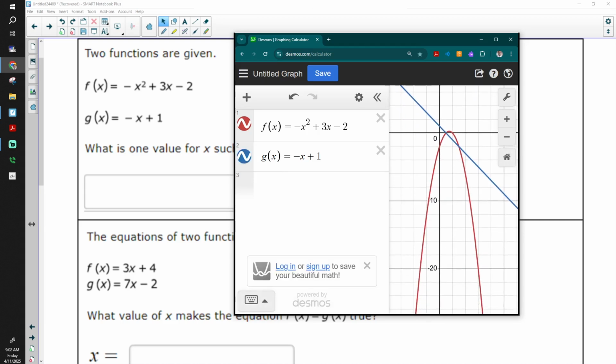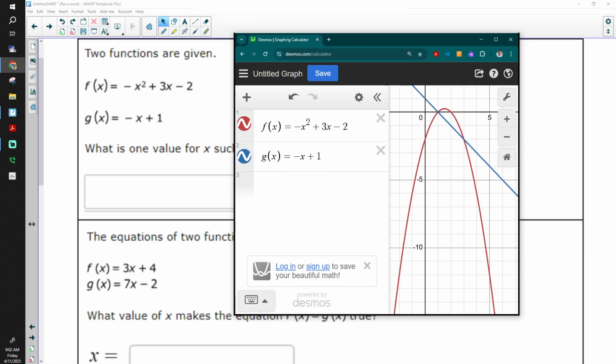Okay, I'm going to my graph. I'm always looking for where they cross. It says I only need one x value. There are two to choose from. I can either choose 1, which is an x value, or 3. That's an x value.